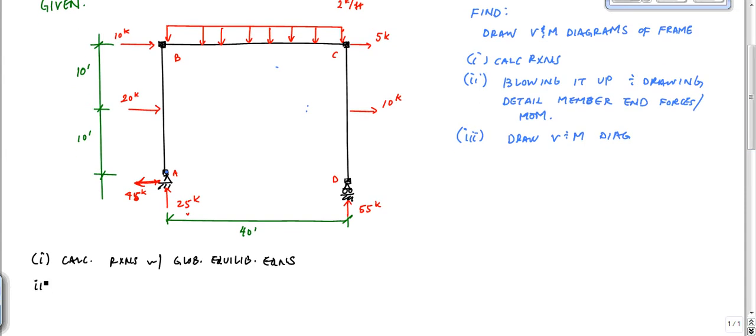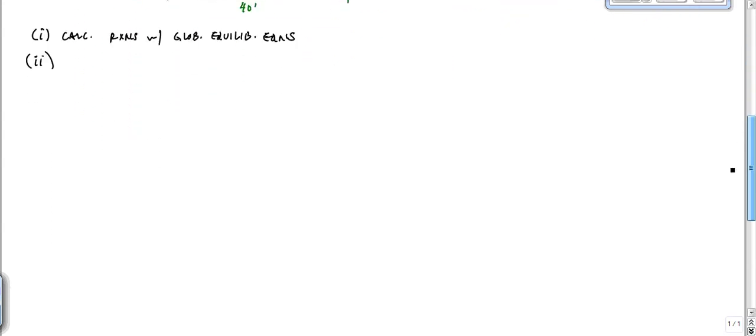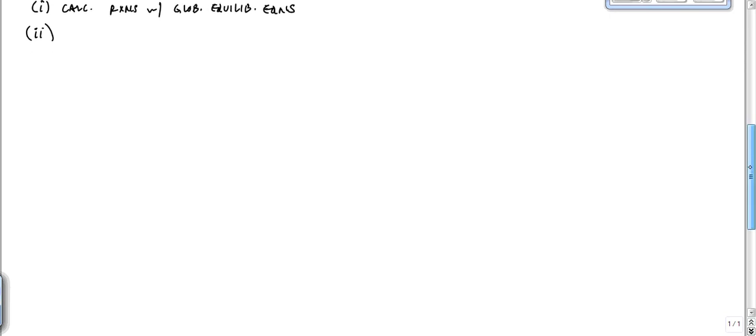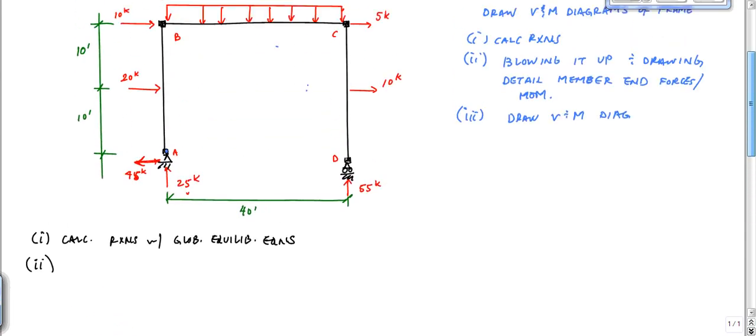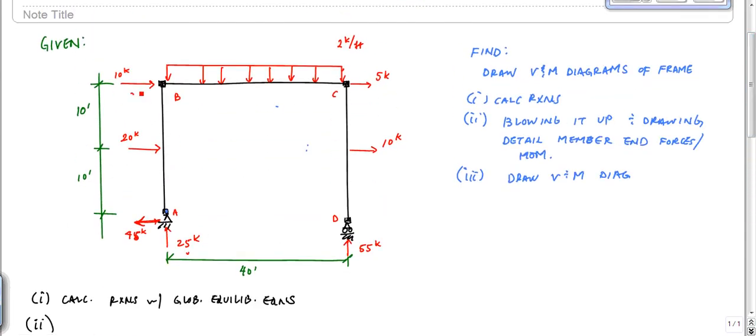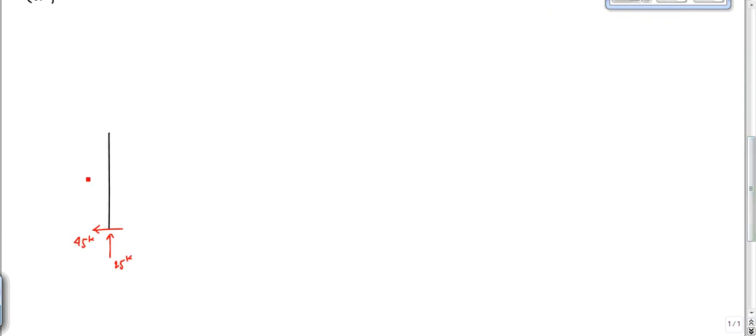Okay, so now what we want to do is blow up this structure. I'm going to start again from A, going all the way around B, C, D. So here at A, give yourself enough space on paper. I start over here. Here's member 1, or AB. At end A, I had 25 kips going this way and 45 kips going this way. Between the joints, not this joint load here, I have a 20 kip concentrated load, 20 kips.